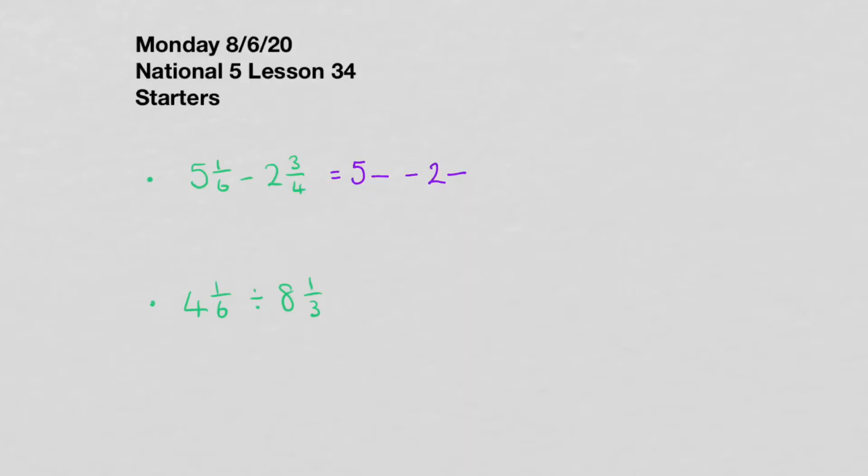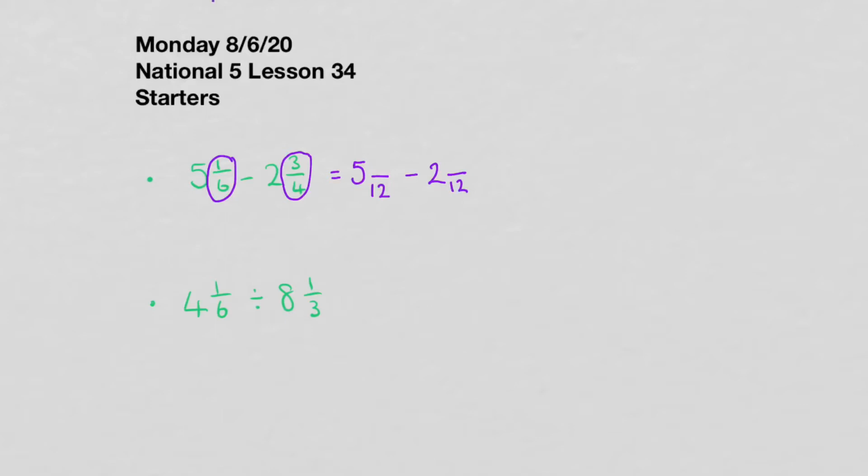Okay, so what we need to be looking at is the fractions that have got a common denominator that are equivalent to 1/6 and 3/4. So we need to get our lowest common multiple of 6 and 4. So the smallest number that's in the 6 times table and in the 4 times table is 12. So it's 12 on the bottom of both fractions.